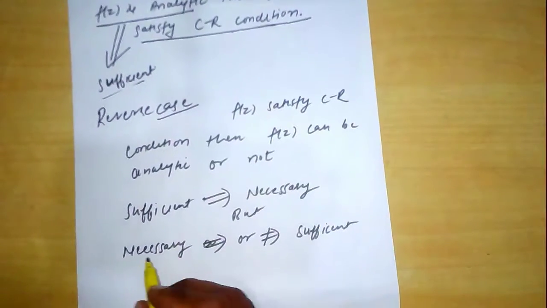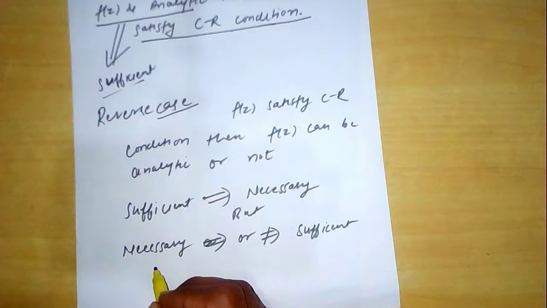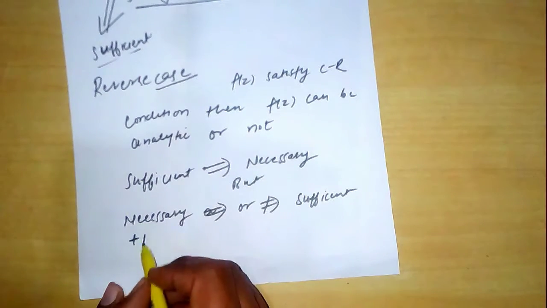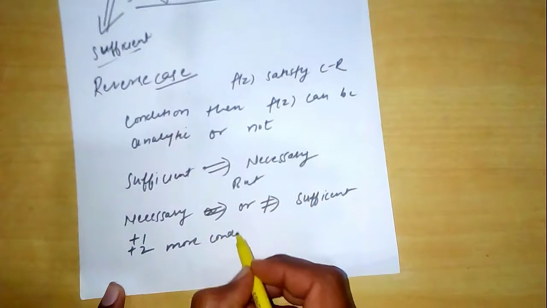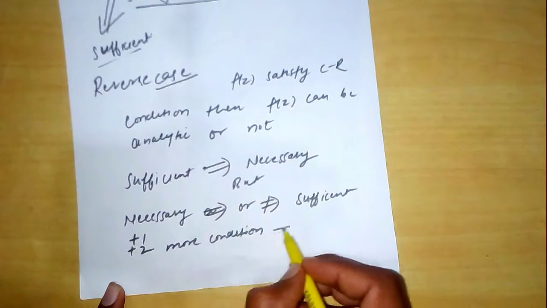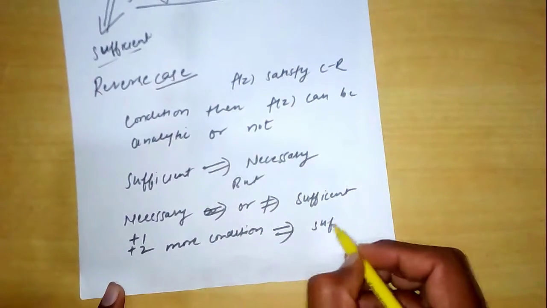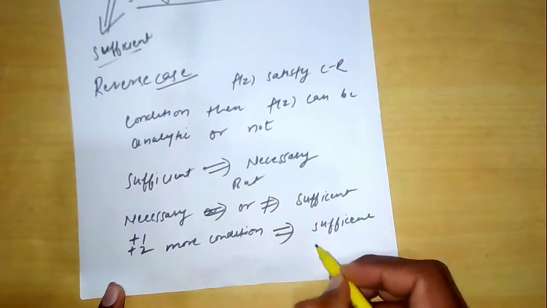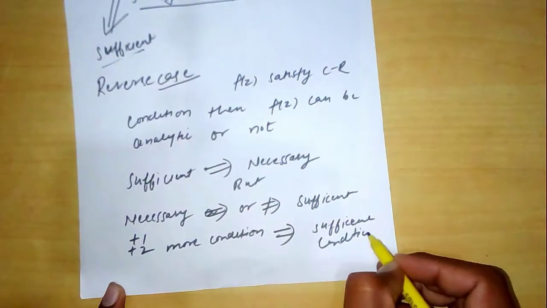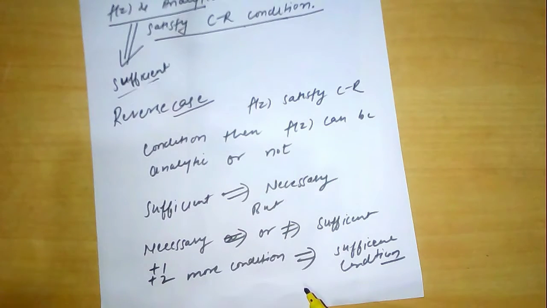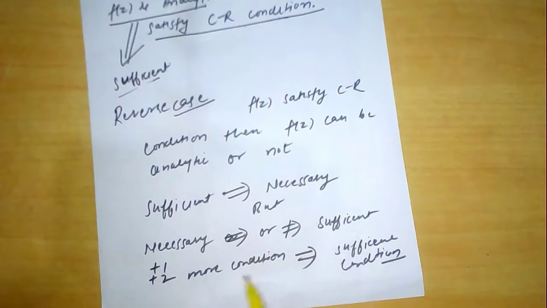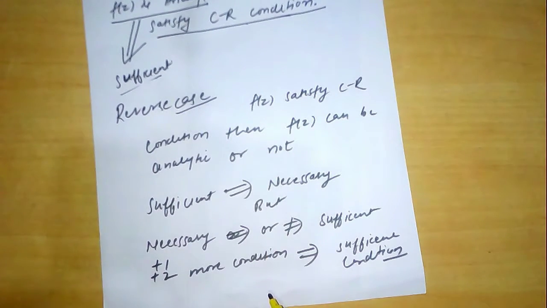However, we can say that if in the necessary condition we add one or two or more conditions, then this can imply the sufficient condition. So now friends, I hope that you can understand this. If you are still unable to understand this, then you can review the whole video again and try to understand this.